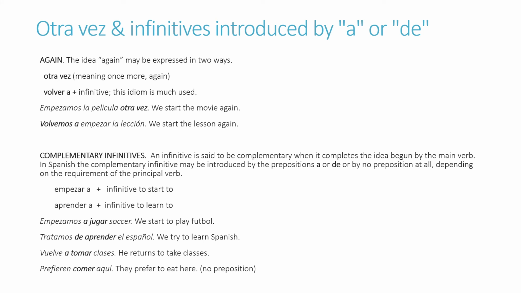Finally, we will learn the concept of "otra vez" and infinitives introduced by a or de. The idea of again may be expressed in two different ways: otra vez, meaning one more time, or volver a plus an infinitive verb. The idiom is much used. For example, empezamos la película otra vez. We start the movie again. Or with volver a: volvemos a empezar la lección. We start the lesson again.